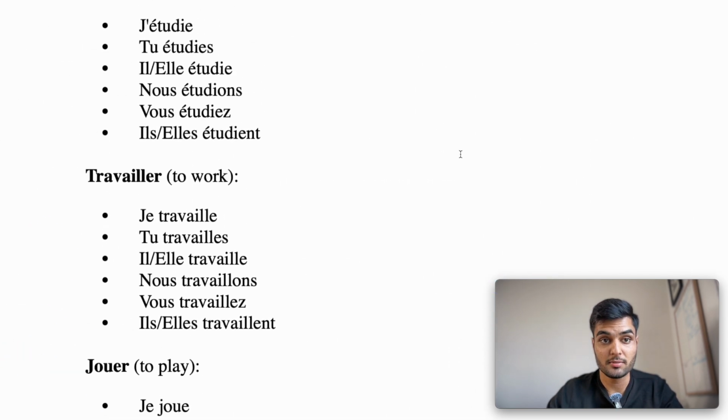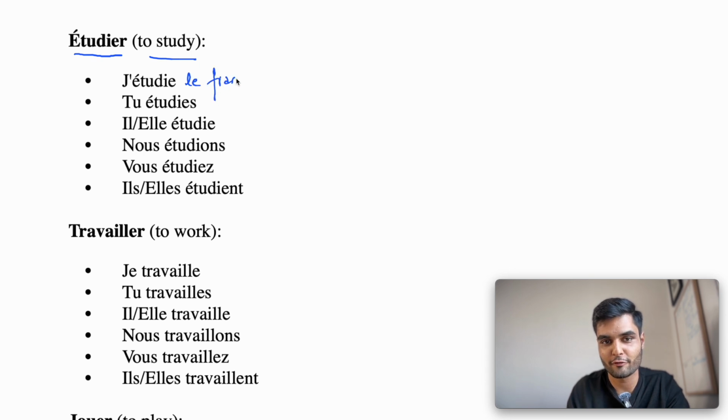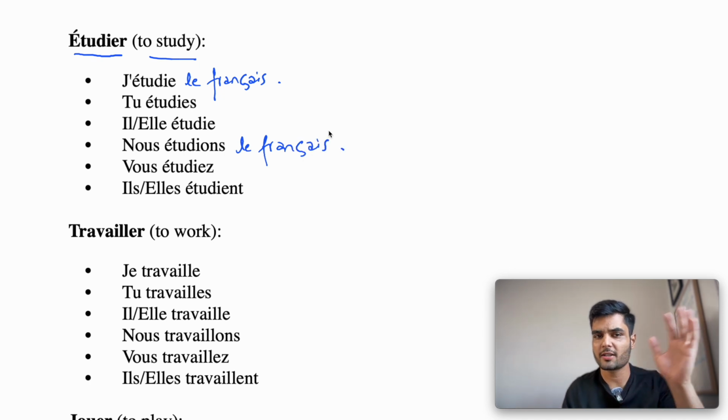And next verb, talking about the other verbs, is étudier. Okay, étudier means to study. And talking about pronunciation, j'étudie. Okay, j'étudie. If I want to say I study French, j'étudie le français. I study French. We are studying French. Nous étudions le français. Okay. So the pronunciation is same.